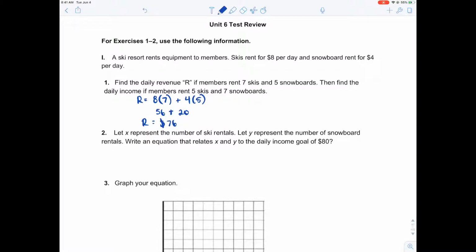Then find the daily income if members rent 5 skis and 7 snowboards. I'm not sure if income and revenue are supposed to be different. Honestly, I feel like they're supposed to be the same, so I'm just going to set them equal to R again. Okay, so this time we have 5 skis, and then we have 7 snowboards. Oops, wrote this backwards. Although it doesn't matter, but I want to be consistent. So we have 8 times 5, which is 40, plus 28, and our daily revenue is going to be $68. And there we go, we're done with question number 1.